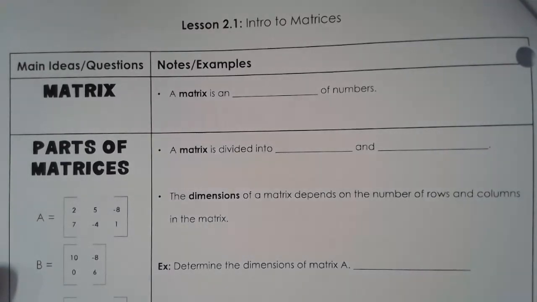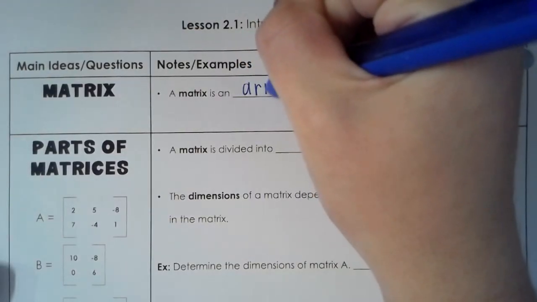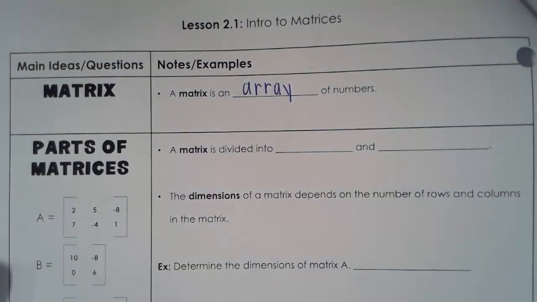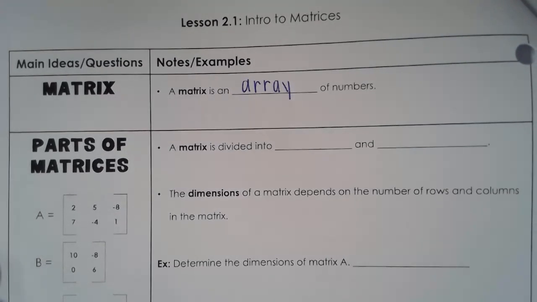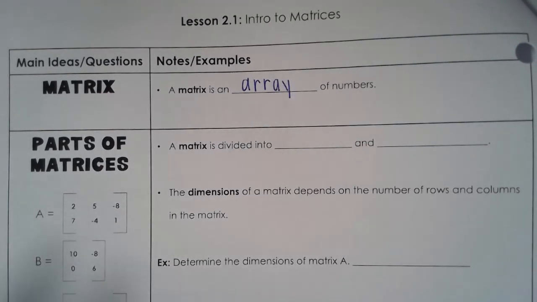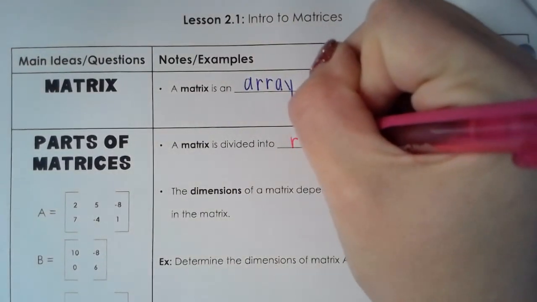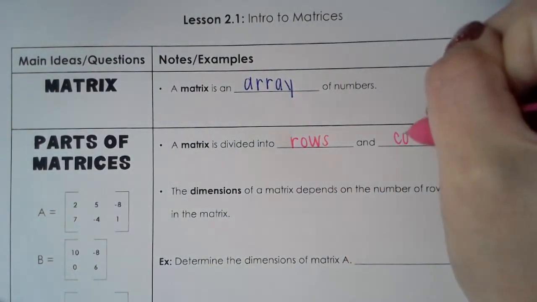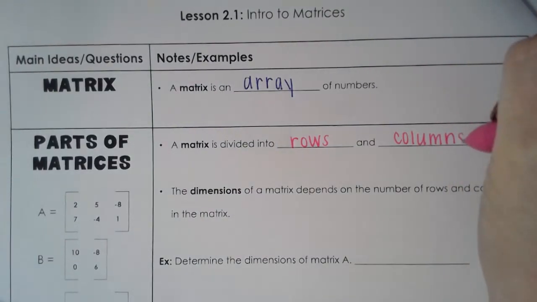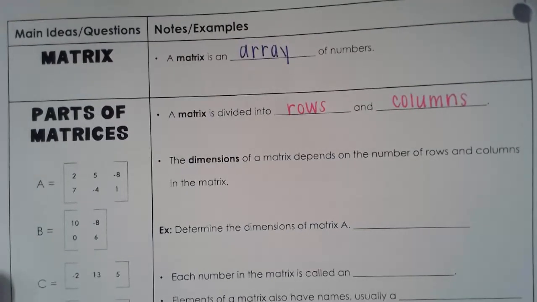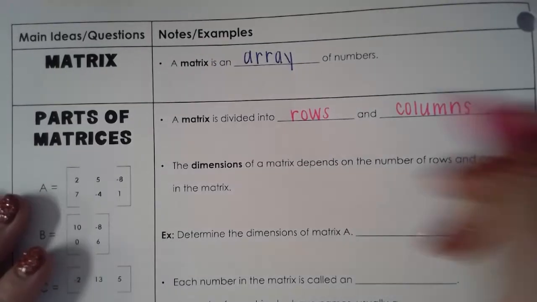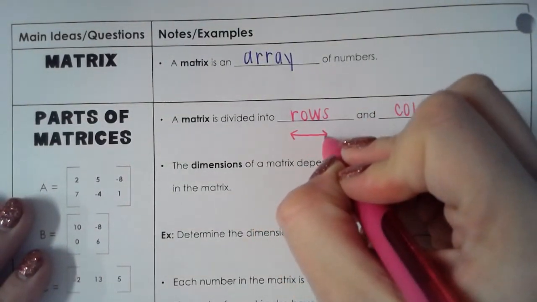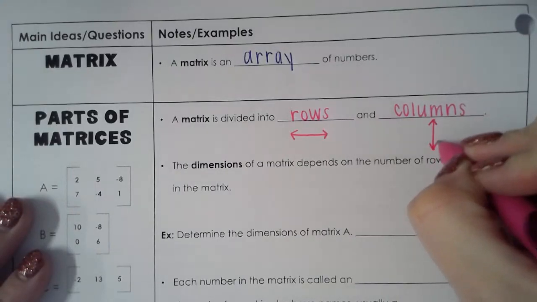A matrix is an array of numbers. It's just a bunch of numbers in a box. When we talk about matrices, we talk about them in terms of rows and columns. You need to know how to pick out a row, how to pick out a column. Rows go left and right, columns go up and down.